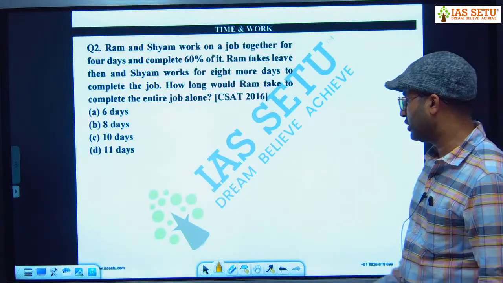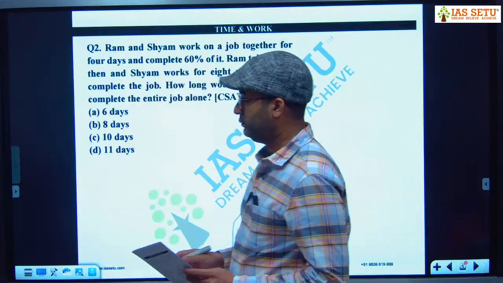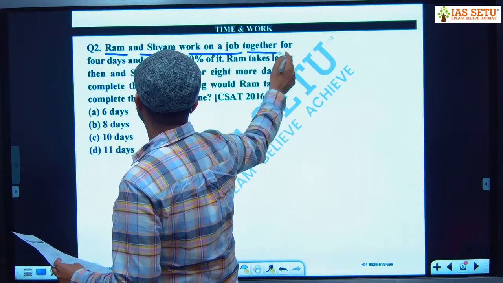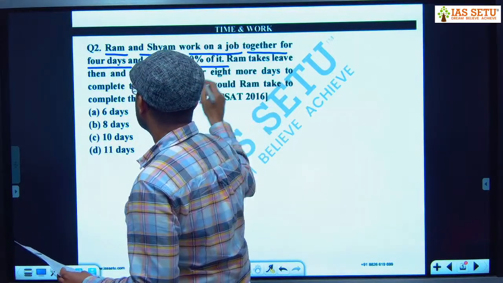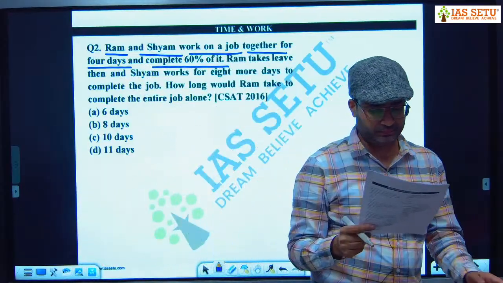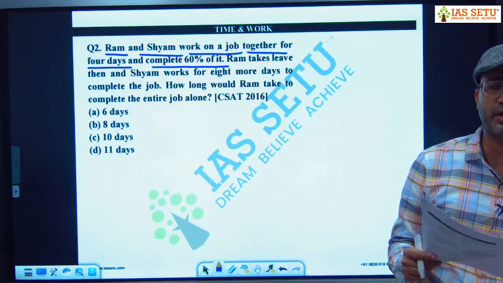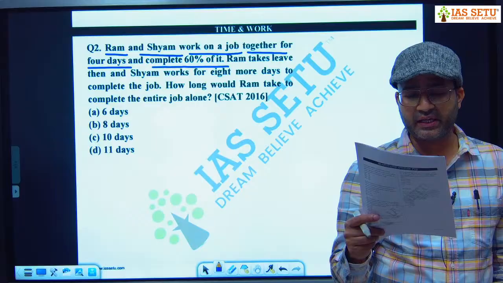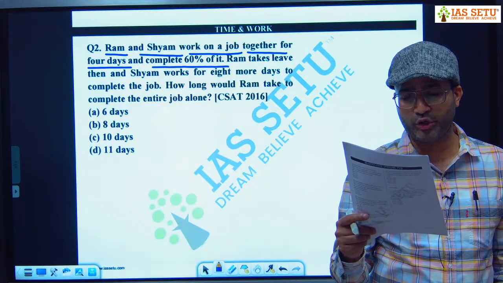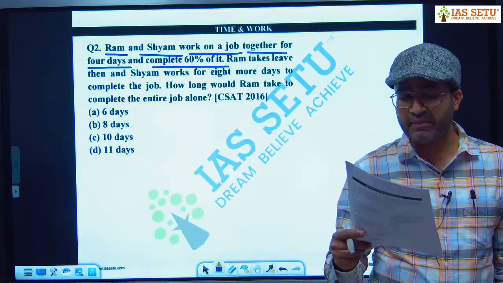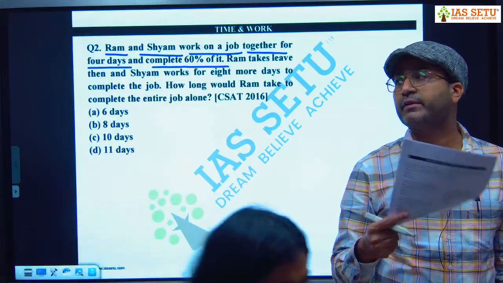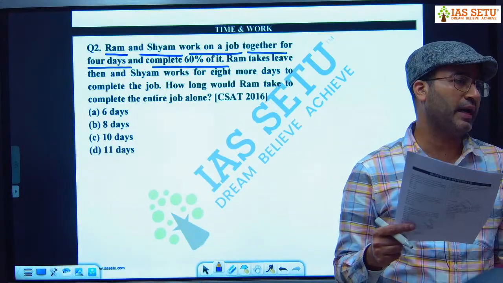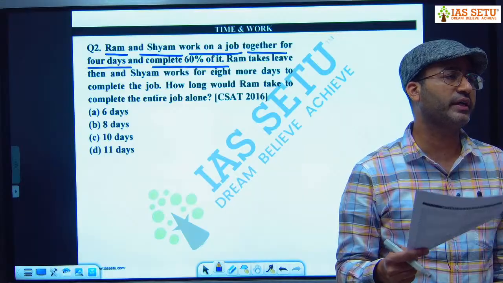Okay, now next question number 2. Ram and Shyam work on a job together for 4 days and complete 60% of it. Ram और श्याम मिलके 4 दिन काम करते हैं and they are able to complete 60% of the work. Ram takes leave, then Sham works for 8 more days to complete the job. It means Sham alone can complete the remaining work in 8 more days. How long would Ram take to complete the entire job alone? Matlab Ram alone, how many days alone?